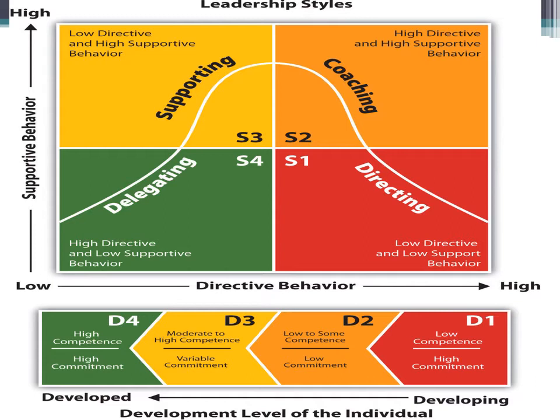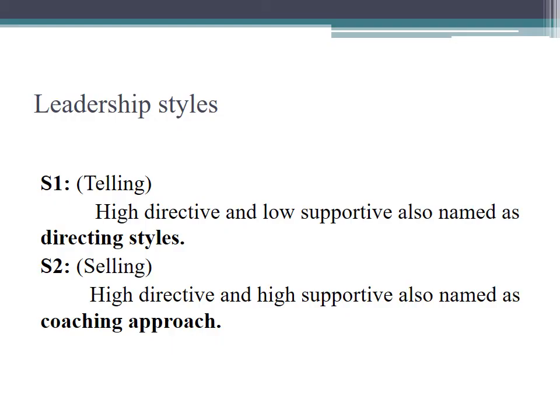In the third level, D3, the competency level is moderate to high but the commitment is variable. Commitment may vary over here. And in D4, the fourth development level, competencies are high and the commitments are high. D1 is the lower level of the individual, and D4 is the higher level of an individual.